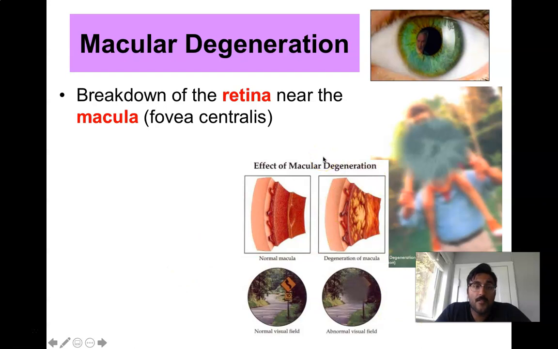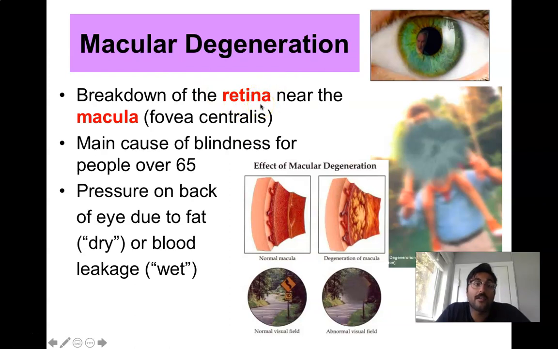The fovea centralis is the common name for that focal point, called the macula sometimes. So when we talk about macular degeneration, we are referring to the breakdown of the retina at that point near the fovea. Basically, you have these very specific blind spots in the eye, and eventually it'll spread so that the entire eye loses its vision. This is a very common form of blindness in those of senior age.